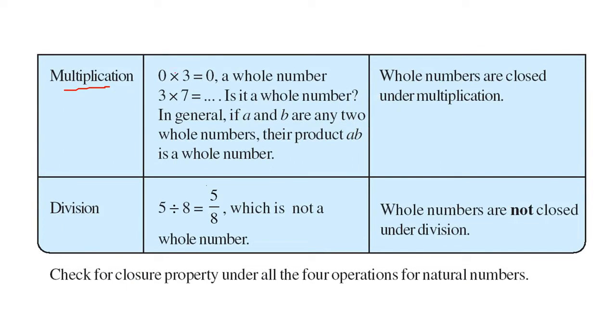If we multiply 0 with 3, 3 with 7, any numbers which are whole numbers, a into b, we get a whole number. Otherwise, if you divide 5 by 8, that is not a whole number, so you can say that whole numbers are not closed under division. So the closure property is different for different operations.